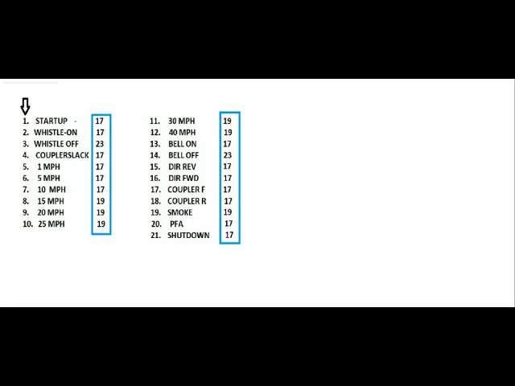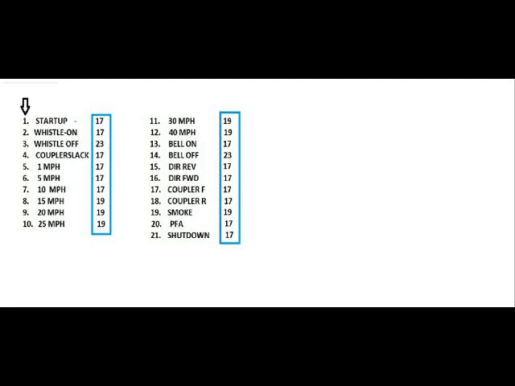Okay, so what I do is I tether the remote to a device and read the output of 21 button pushes into this device. If you notice below, the arrow points to the load order that I follow, and there's a reason for this. I use the startup command first, whistle on, whistle off, coupler slack, and 1 mile per hour. And I'll explain that in a second. But you also need to note that each command, I have highlighted it in the blue boxes, the length of these commands.